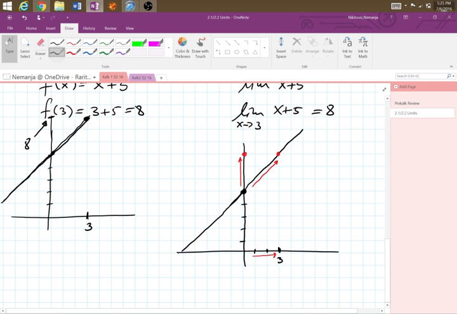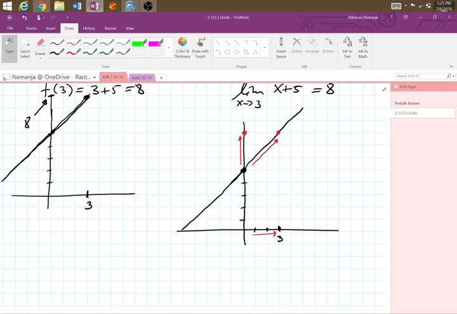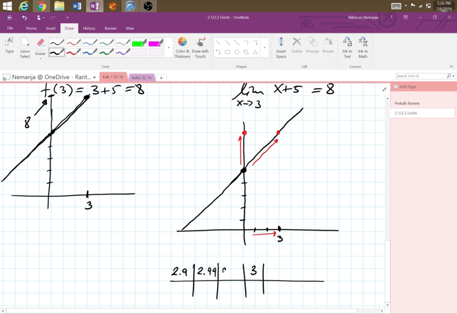Now I can come up with a chart of values to do that. So in the chart, I would like to know what is the value as x approaches 3. So on the left, I'm going to come up with, let's say, 3 numbers that are smaller than 3, but they are building up to the 3. So let's go with 2.9, 2.99, and 2.999. So these numbers are getting closer, right?